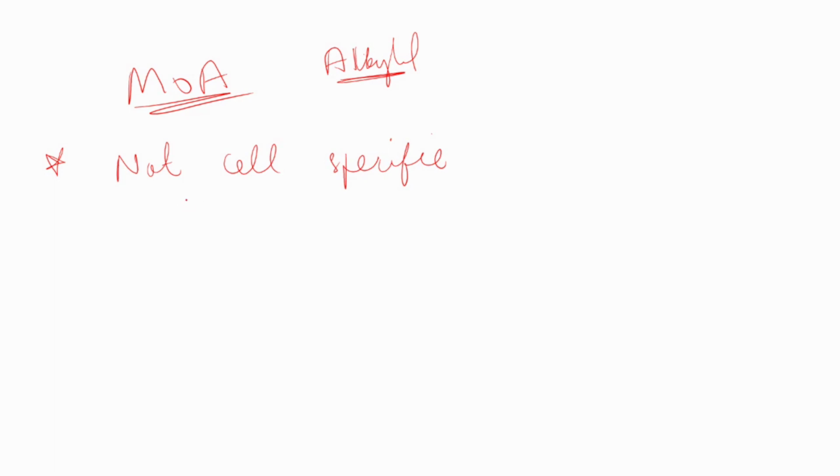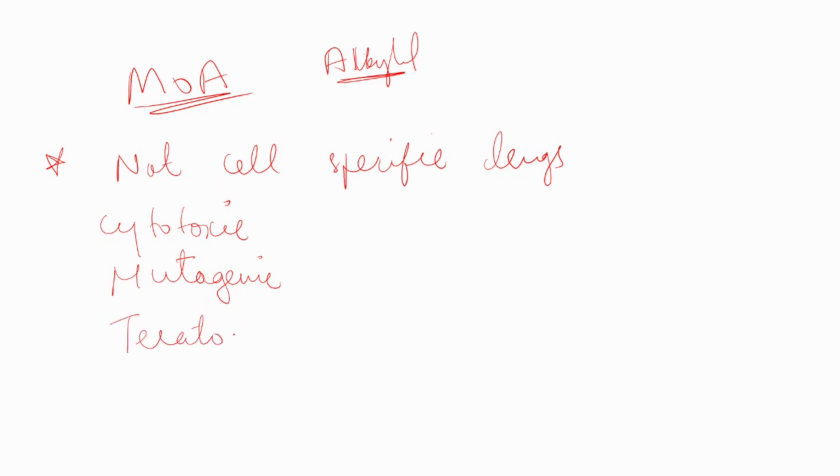They have no action on the cell cycle. So that's why they are not cell specific drugs, and they are highly cytotoxic. They are mutagenic because they further can cause mutations. They have teratogenicity. They can cause carcinogenicity. Because of carcinogenicity, they are called carcinogenic. They have a carcinogenic property.